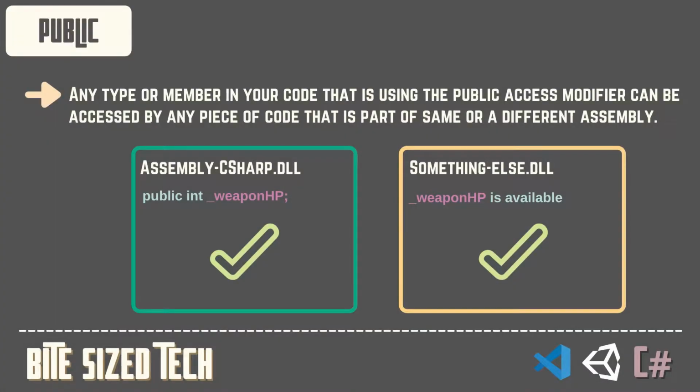With that out of the way, let's move forward and talk about each of the access modifiers one by one. First is public. Any type or member in your code that is using the public access modifier can be accessed by any piece of code that is part of the same or a different assembly. In a practical sense, what this means is if you have a method that is declared as public, you will be able to access that method across multiple different scripts that are part of the same assembly or different assemblies. In case of Unity, as by default all your game scripts will be part of assembly-c#.dll, you will basically be able to access this variable or method that you have defined as public from anywhere in your code.